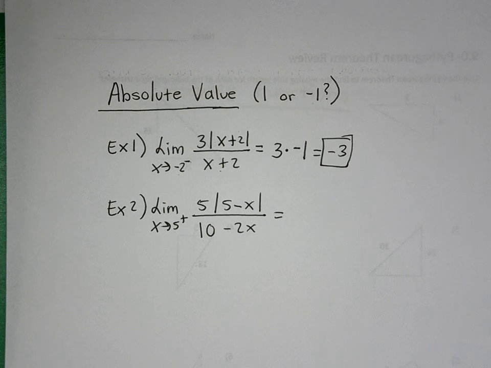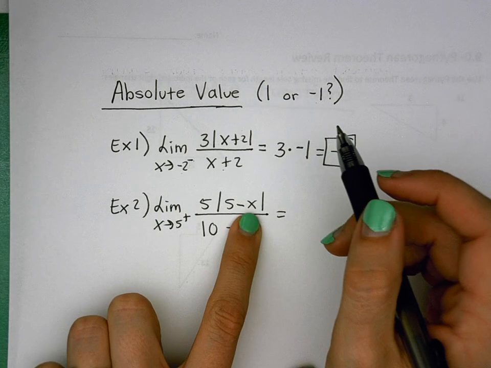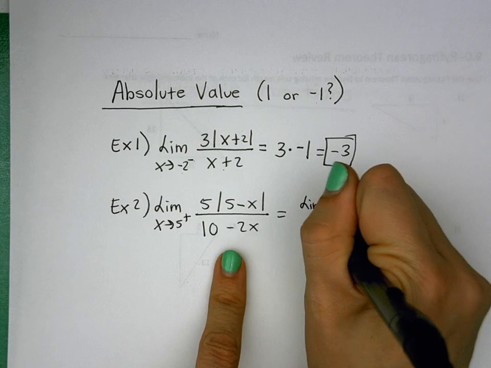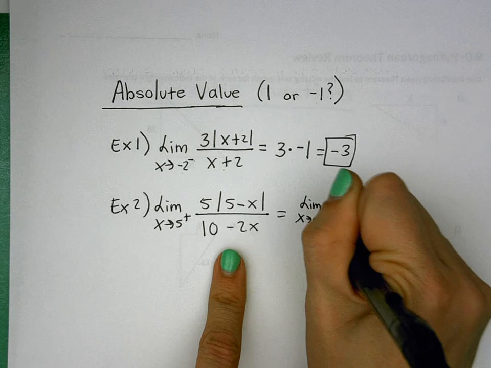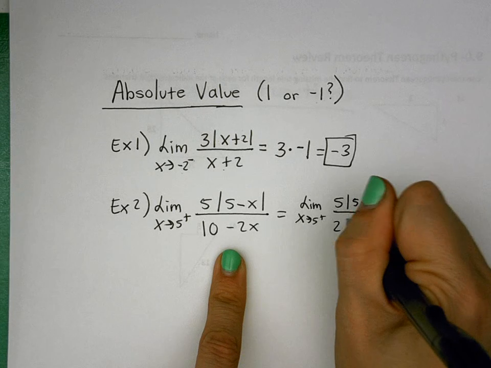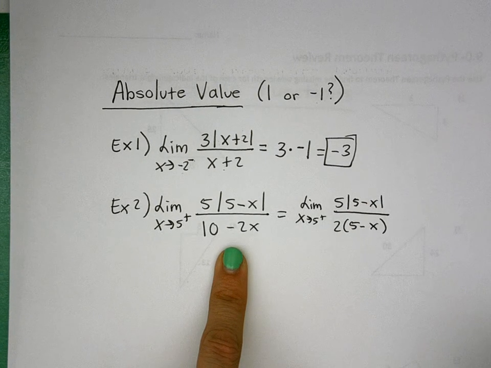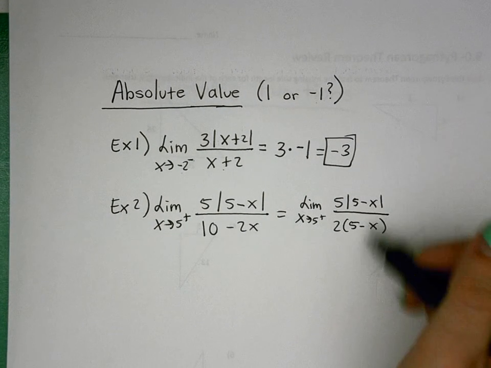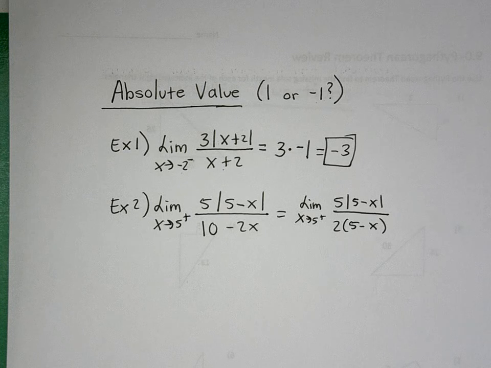Okay, so example 2 here. Plugging in 5, we get 0 on top divided by 0 on bottom. So I'm going to be looking for what else I can do. I notice I have a 2 I can factor out. So let's go ahead and do that. We have 5 times the absolute value of 5 minus x over 2 times (5 minus x). And then we see our simplification point. 5 minus x over 5 minus x is 1. The question is, are we positive 1 or are we negative 1? Because we have an absolute value, and an absolute value is a piecewise function.